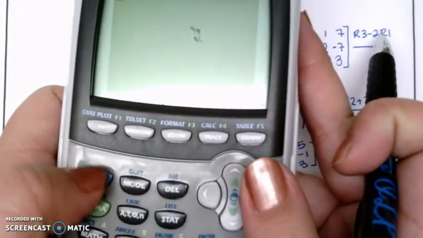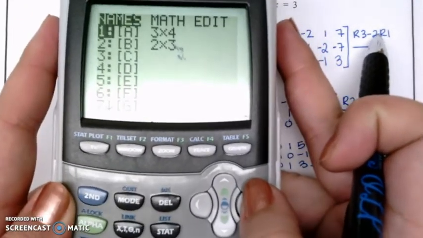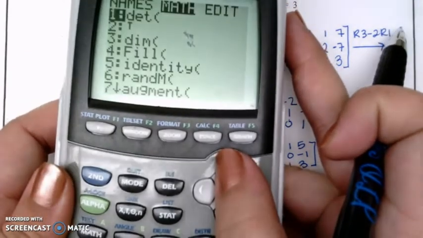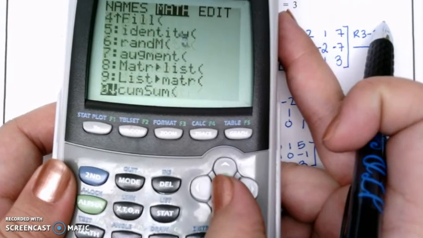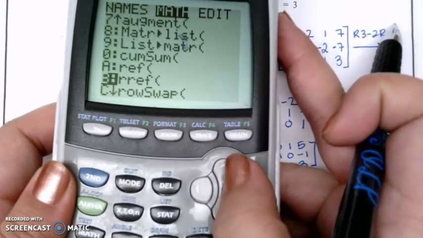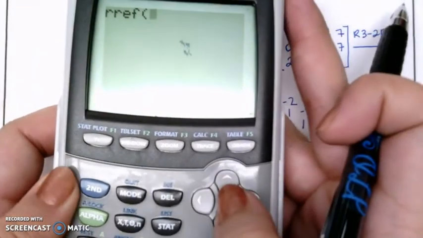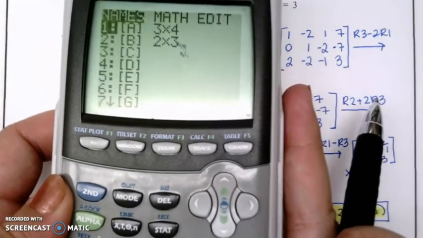And then quit. Now when we go back into the matrix menu, we'd like to use the matrix to do a calculation. In order to put the matrix into reduced form, we're going to come down all the way to our rref. Say enter. What do we want to use? We want to use matrix A, our 3x4 matrix.